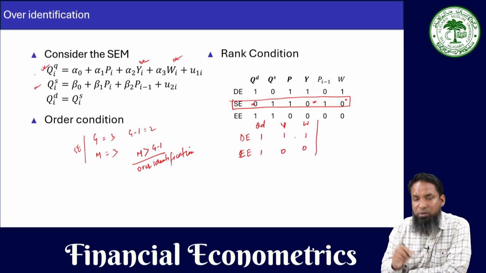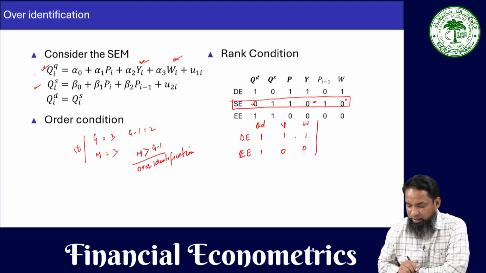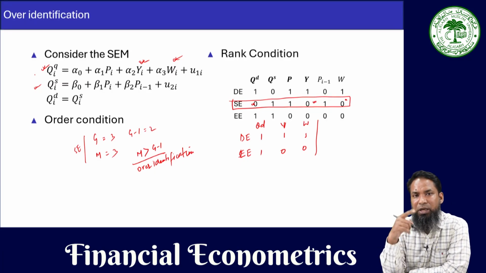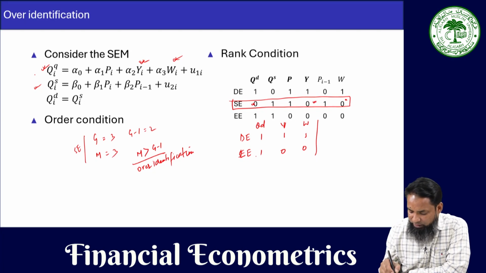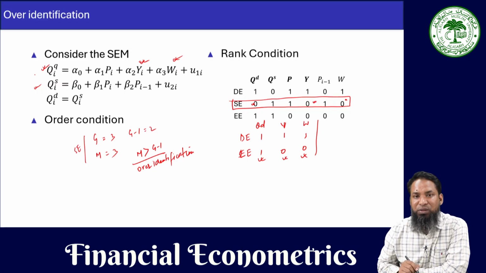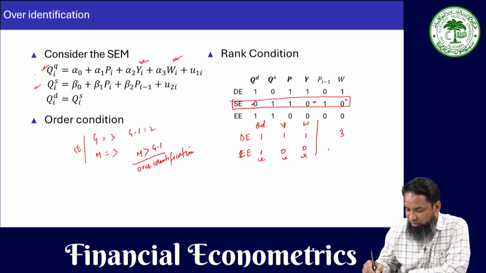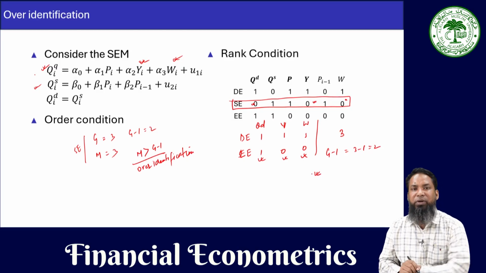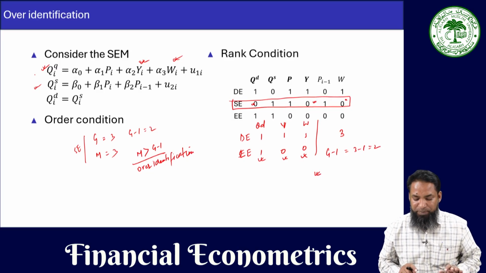Now how many rows and columns of this array do not have all the elements equal to 0? So here 1, where all the elements are non-zero. Here in this column, at least one of the elements is non-zero, and here again there is at least one element which is non-zero. So that means it is 3. Now G minus 1, that is 3 minus 1, is equal to 2. So again this situation also shows our case of identification.